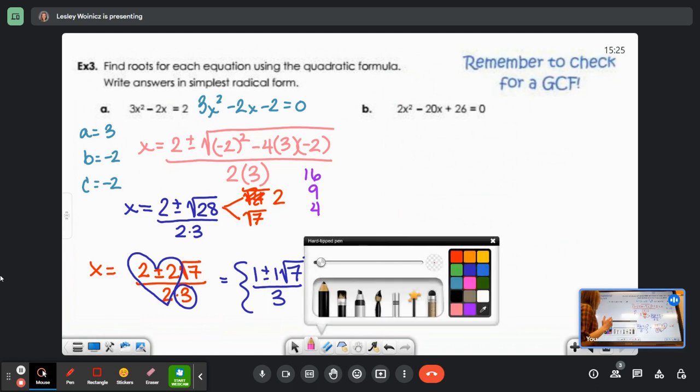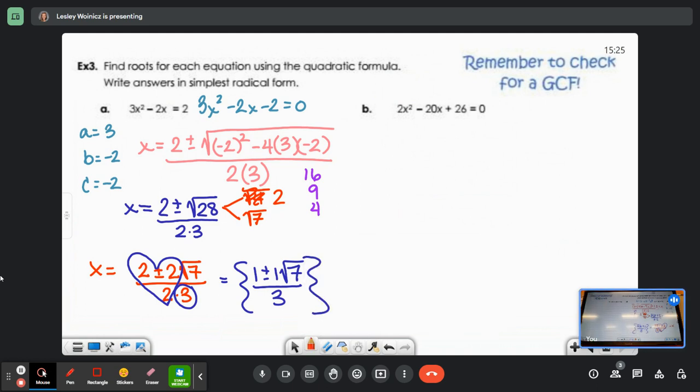All right. Do we have standard form set equal to 0? Yes, we do. Do we have a GCF? Yes. Okay, 2. We're going to divide out the 2 on both sides. So now we have x squared minus 10x plus 13 equals 0. Our B and C are kind of big. The A is 1, the B is negative 10, the C is 13.